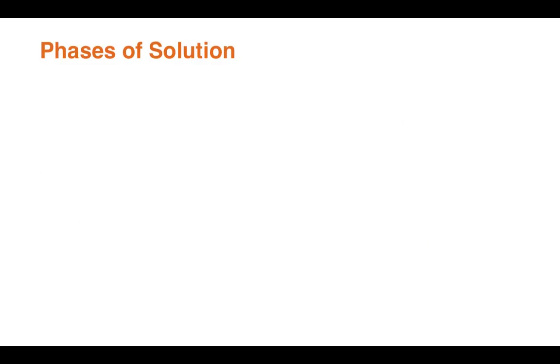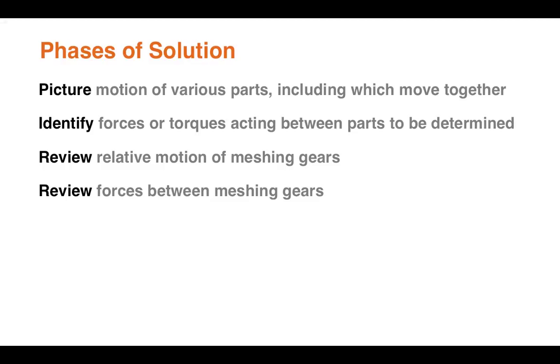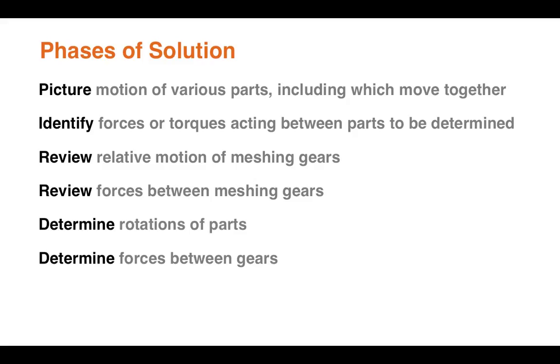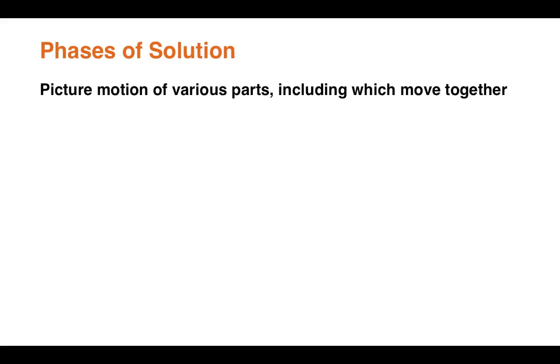There's several phases of solution in this problem. The first couple involve surveying the system and deciding where we want forces and what the general motions are. We'll then review what you may have learned before about the relative motion of meshing gears and the directions of forces between meshing gears. And then we'll apply those ideas to determine the quantities that were requested in the exam problem. So we'll start by picturing the motion.